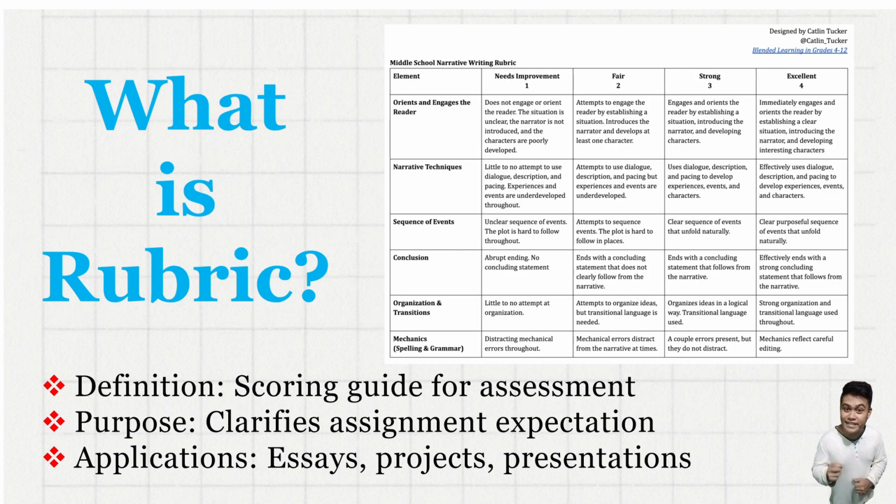Let's get started. To begin, let's define what a rubric is. A rubric is essentially a scoring guide used to assess and articulate the specific components and expectations of an assignment. It breaks down the assignment into criteria, showing students what is required for each level of achievement.